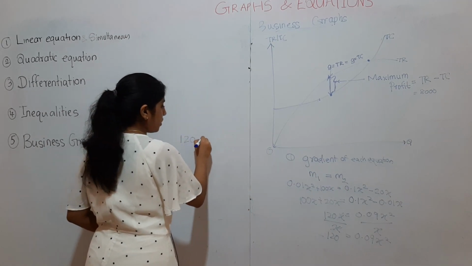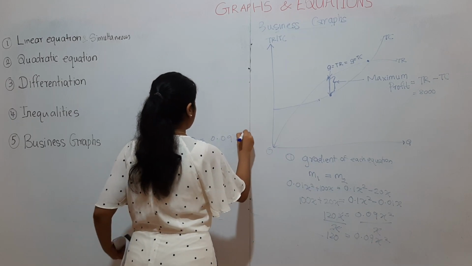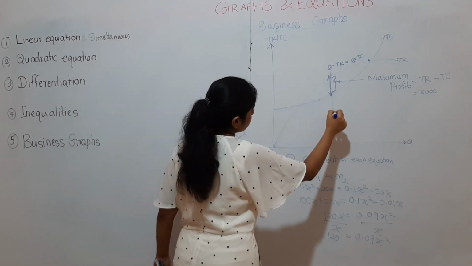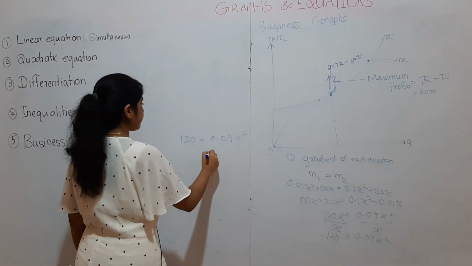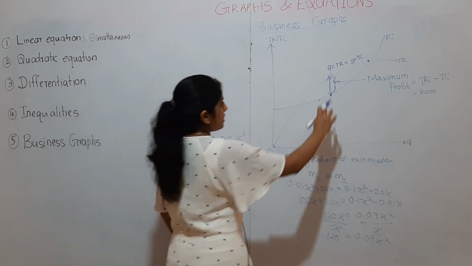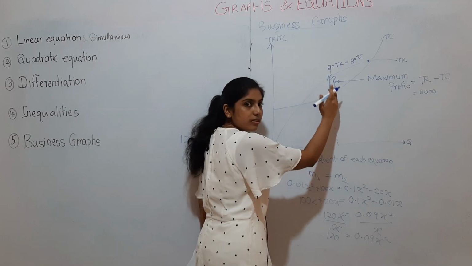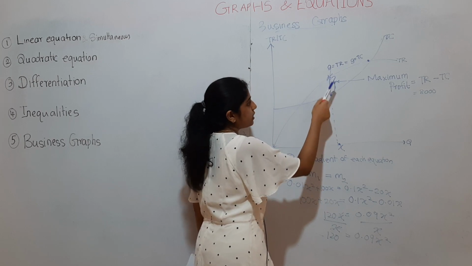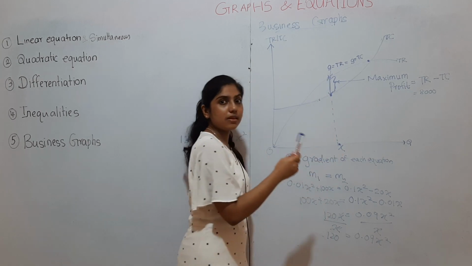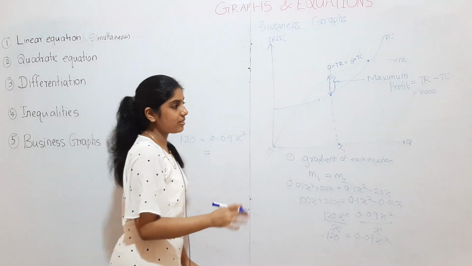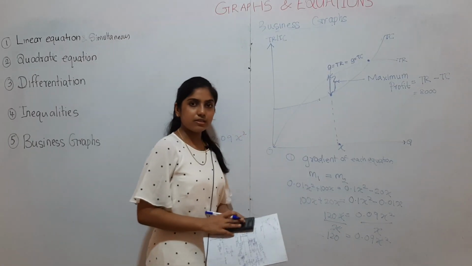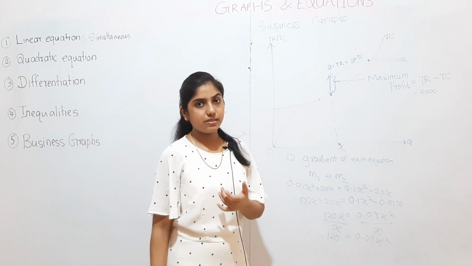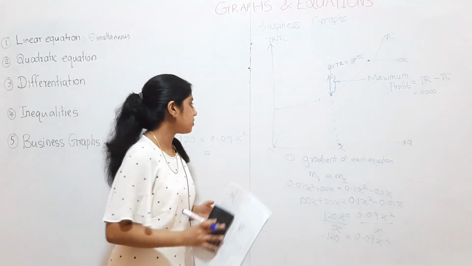120 equals 0.09x. You want to find the value of x at which point we have the highest gap. If you see the highest gap, it is the same line. That's why there is only one quantity that gives the maximum revenue and the minimum cost that would produce the maximum profit, not at two ranges of output. Obviously, at one quantity only we will be able to find the highest revenue and the highest cost.